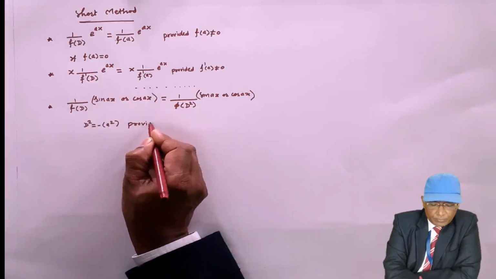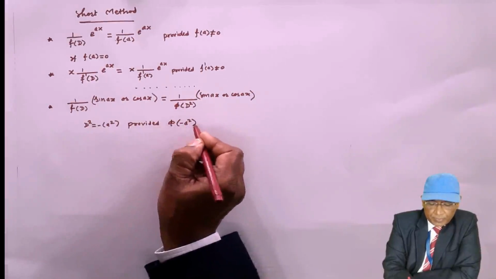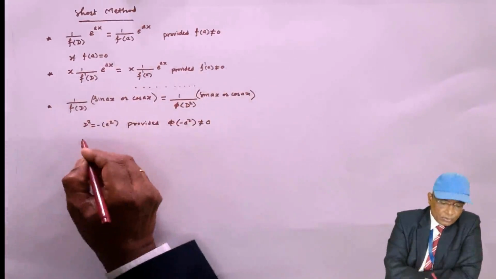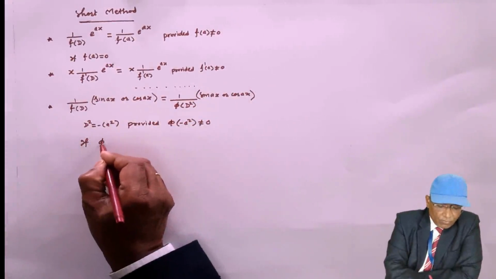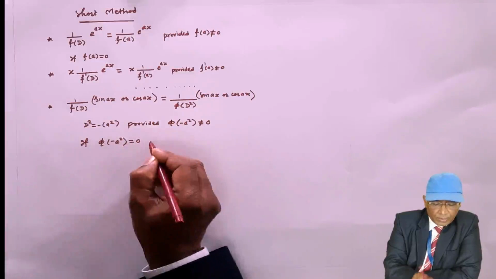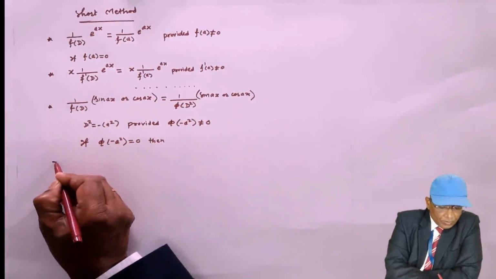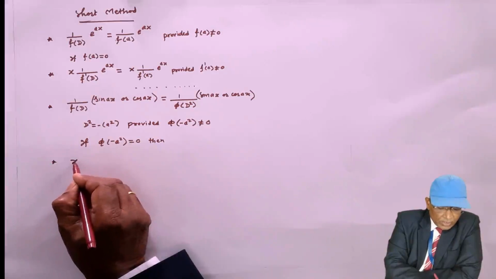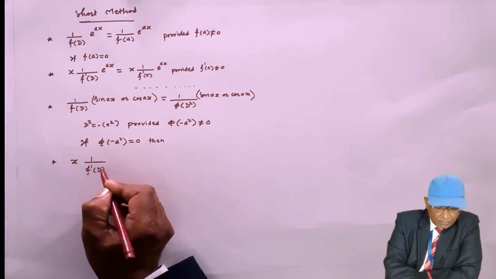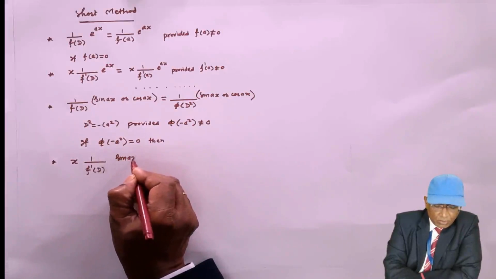Provided phi of minus a square is not equal to 0. If it is 0, then continue the previous procedure. If phi of minus a square is 0, then what to write? Then write down x outside of the operator, take the derivative of the operator with respect to d, that is, the derivative of the denominator only, and sin ax or cos ax.